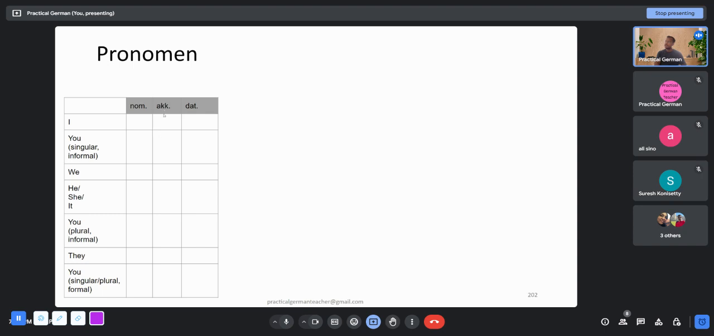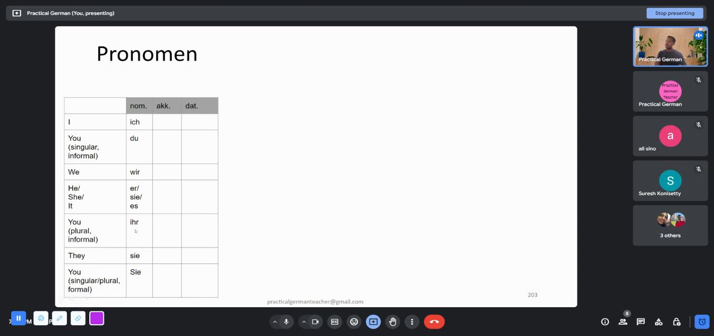In the second column, we will see all the pronouns in German in accusative case. And in the third column, we will see all the pronouns in German in dative case. Let us start with the nominative case. So ich, du, wir, er, sie, es, ihr, sie, Sie. If you notice, she is sie, they is also sie, and you singular or plural formal is also Sie. That's how it is.